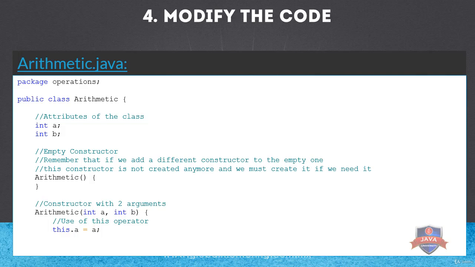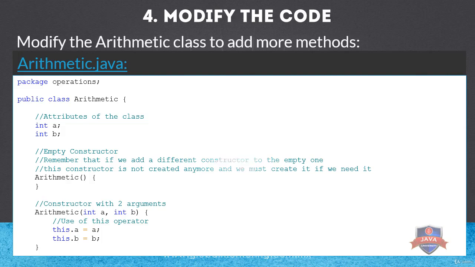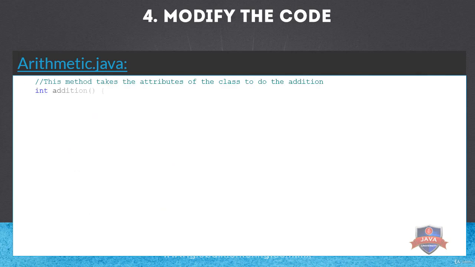So we assign the value of A to the attribute this.A. Also, we assign the argument B to the attribute this.B. So we are using the this operator to make this difference. We close the constructor of 2 arguments. And we have the method addition and return the values A and B. We are using the attributes of the class.